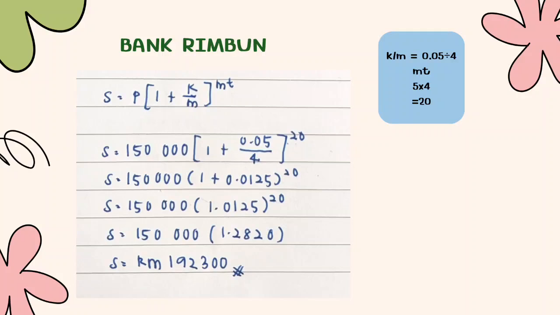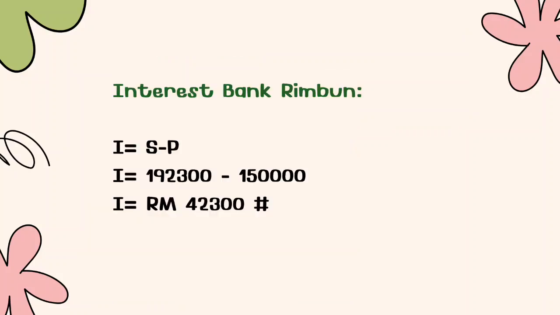And then we have to calculate in the bracket first. It will be 150,000 open bracket 1 plus 0.0125 close bracket to the power of 20. And then 150,000 open bracket 1.0125 close bracket to the power of 20. And then we have to calculate to the power of 20. It will be 150,000 open bracket 1.2820 close bracket, and the final answer is 192,300 ringgit.